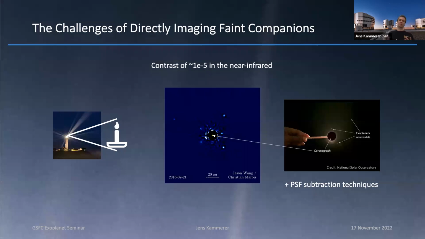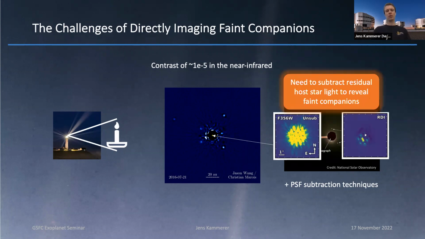Of course, this only is part of the story. There's actually still a lot of stellar leakage light after the coronagraph. And I'm showing you here one example of a JWST observation just for illustrative purposes. So on the left side, you can basically see the observations of a planetary system with a host star, of course, after the coronagraph. So there's still a lot of stellar light leaking over and leaking around the coronagraph. And in order to make the faint companion on the right visible, we have to use PSF subtraction techniques and somehow get rid of all of this residual stellar light, what we sometimes call speckles.